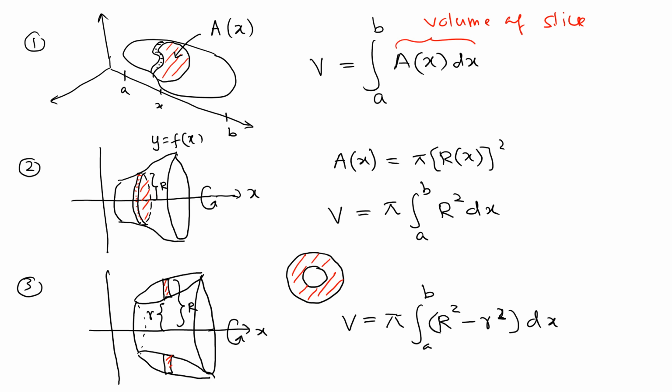And then the last one is the cylinders method. How does the cylinder method look? The cylinder method is sometimes very important because for certain problems it's very hard to use the washer method. So let's say you have a region like this, and let's say you rotate it about the y-axis.